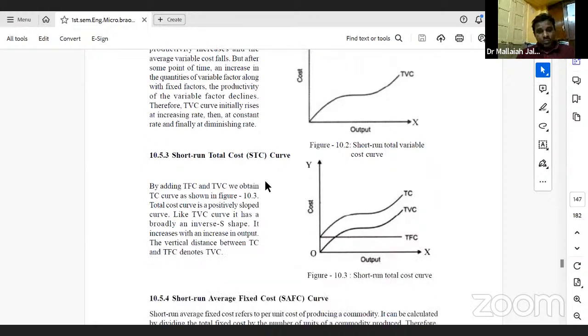Short run cost. Why is this TC upward from above the TFC? Because of TVC, total variable cost. If output is 0, TVC also 0, no cost, but total fixed cost will be there. That is the reason why TFC is horizontal to the x-axis. Total cost, even if output is 0, as I said, 60, the firms have to bear it. That is the reason why it starts from that point here.